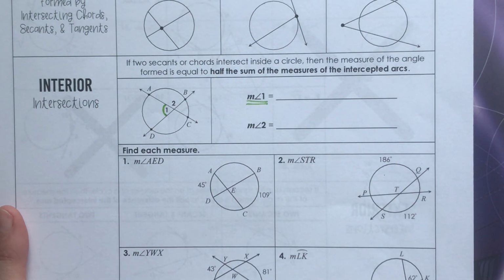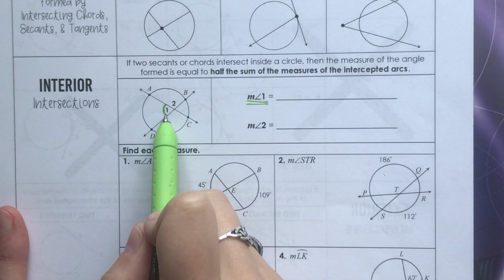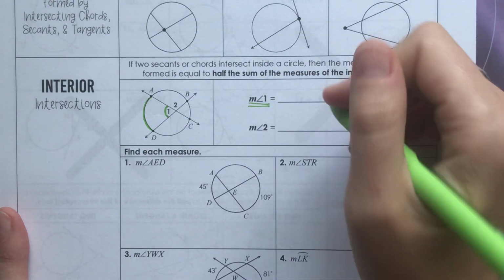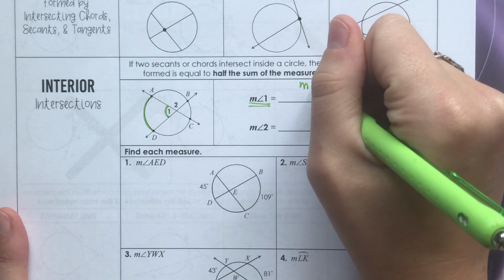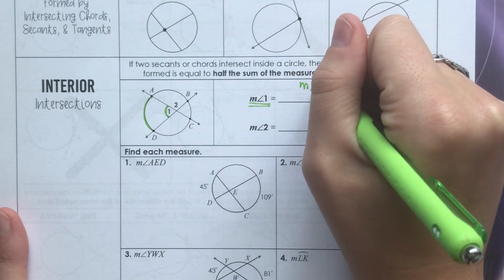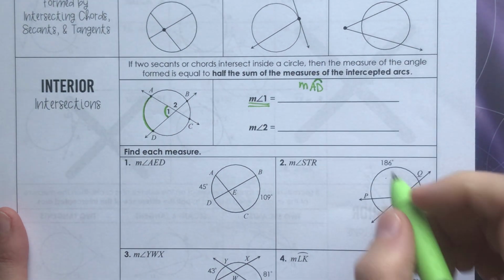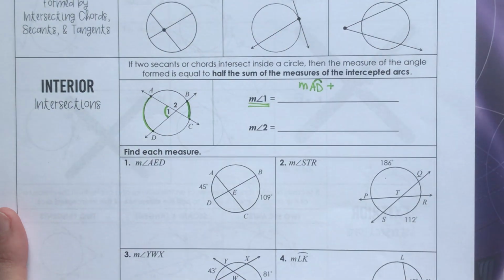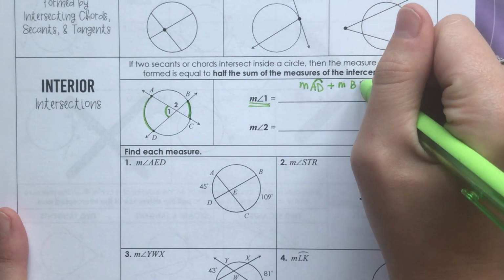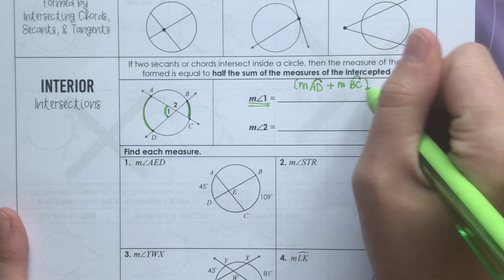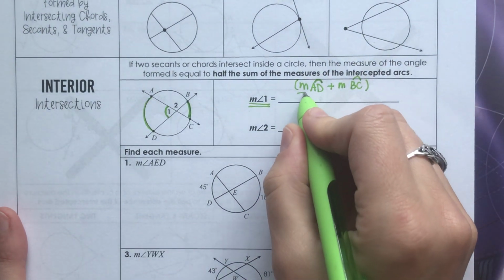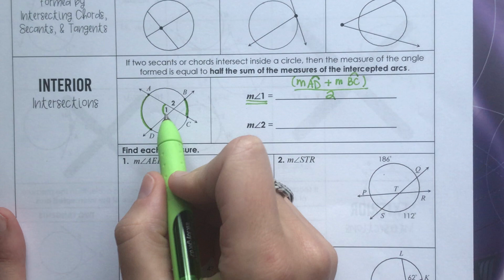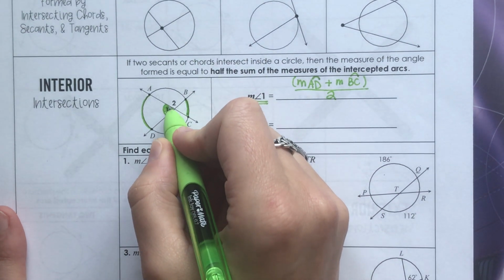The two intercepted arcs that make up this angle 1 would be this arc right here, arc AD. So I'm going to take the measure of arc AD, with a little arc symbol over it, plus the measure of arc BC on the other side. I'm going to add those two together first, and then divide by 2. And that's it. That will get me to this angle 1.